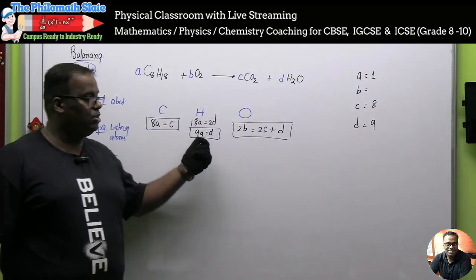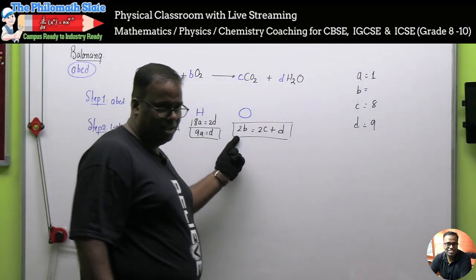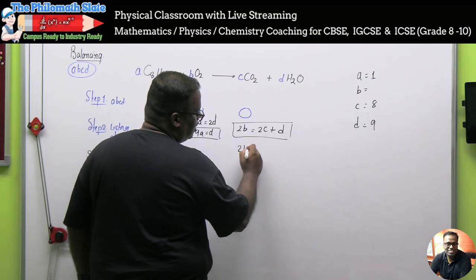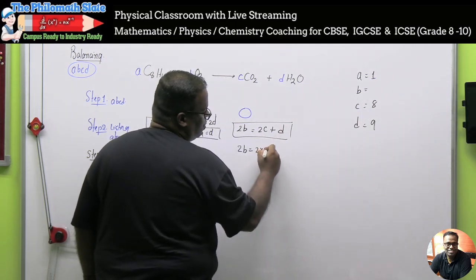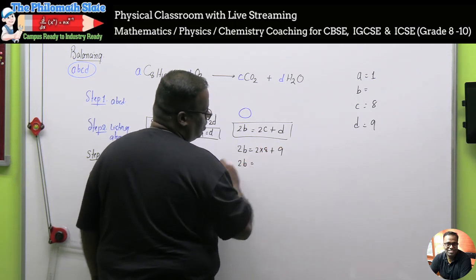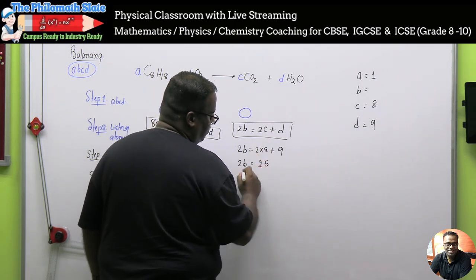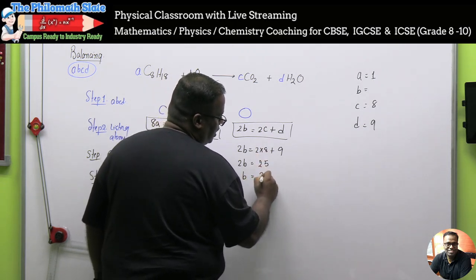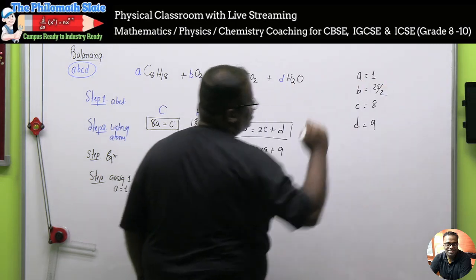Have you understood? D is equal to 9 times A, which is 9. And now we need to get the value of B. So 2B is equal to 2C plus D. Each C is 8, so 2 into 8, and D is 9. So how much is it? 2B is equal to 16 plus 9, which is 25. B is equal to 25 by 2. Have you understood this step or not?